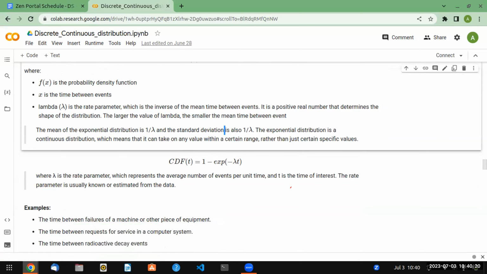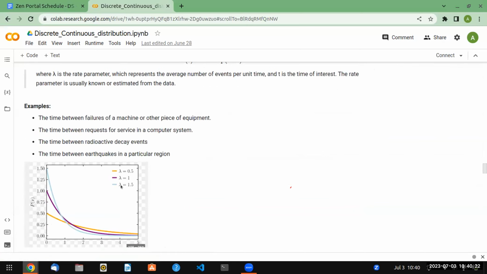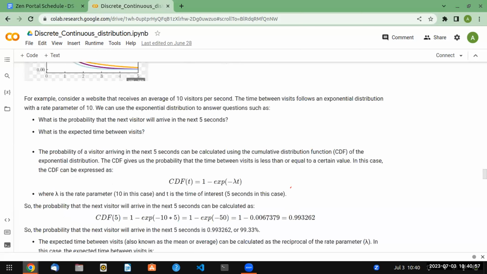Okay, let's see the examples, without delay. See guys, if you look here, with increasing lambda, what happens to the graph? Lambda equal to 1.5 is greater than the others. You can see here this blue color with higher lambda, then a bit lower for the others. So that means lambda is deciding the nature and the shape of your curve here. Okay, and let's try to plot this.